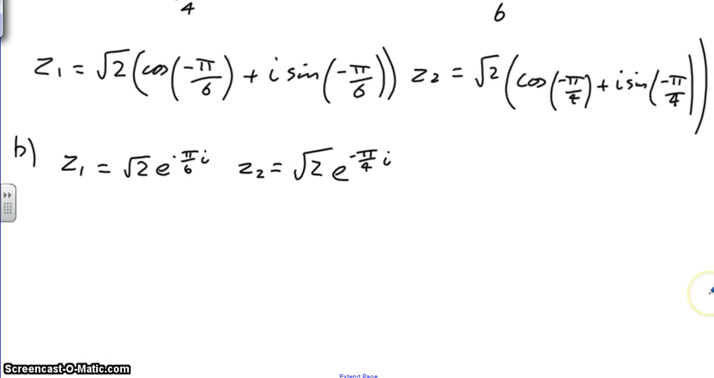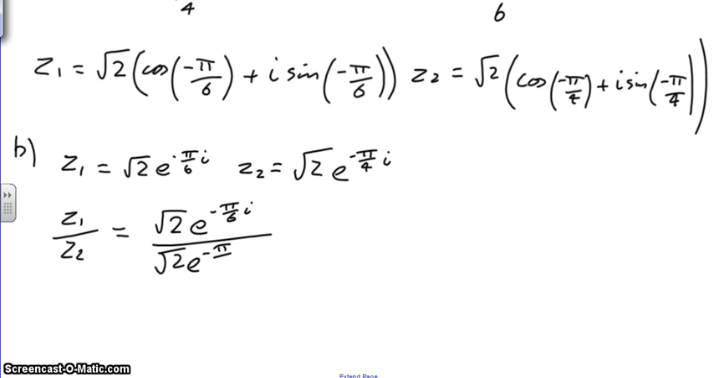Moving down, Z1 divided by Z2 would then be root 2 e to the minus pi by 6 i divided by root 2 e to the minus pi by 4 i. Obviously the root 2's cancel.